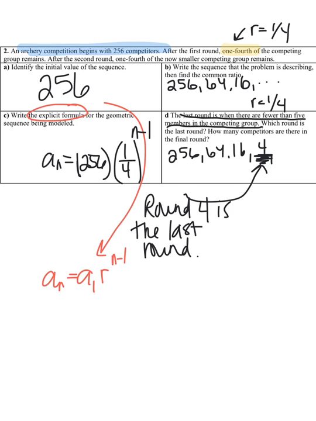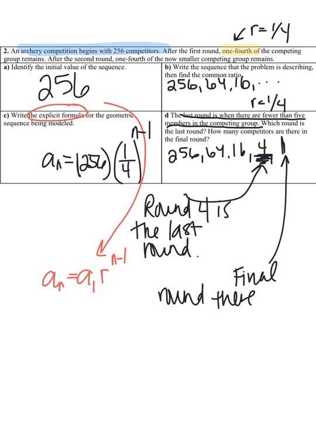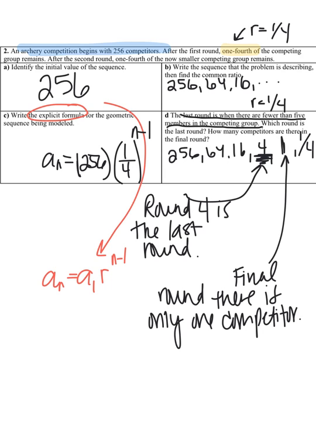Which round, how many competitors are in the final round? So I can go one more after this. 4 divided by 4 is 1. So in this final round, there's only one competitor. So they won. After this, I would be going into some fractional type situations, and I can't model a person with a fraction, so we would be done in this case.